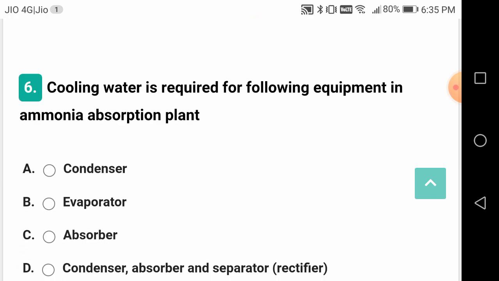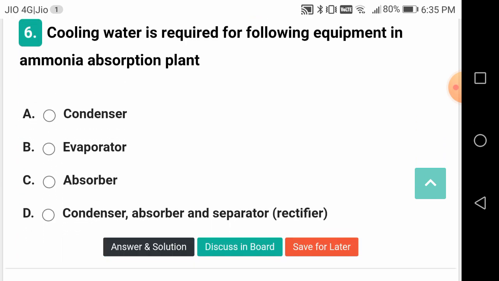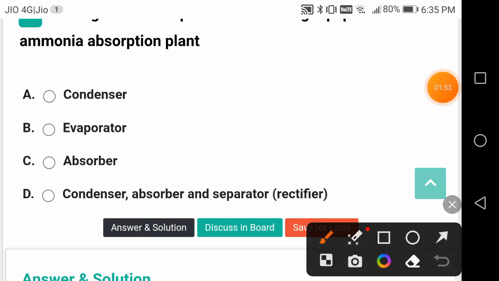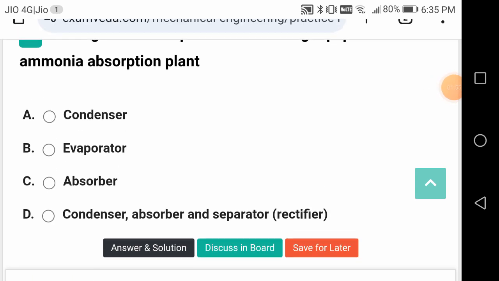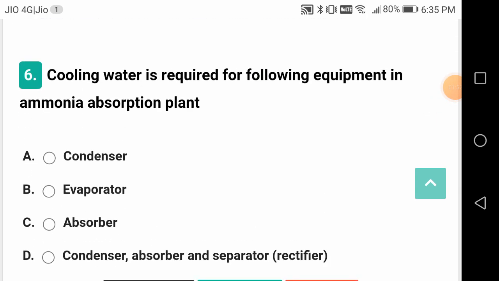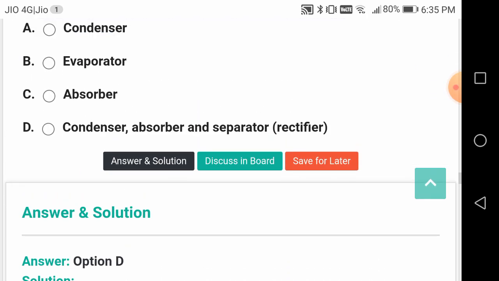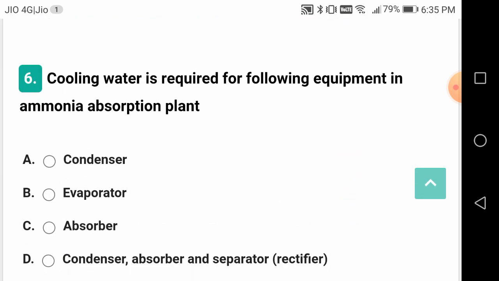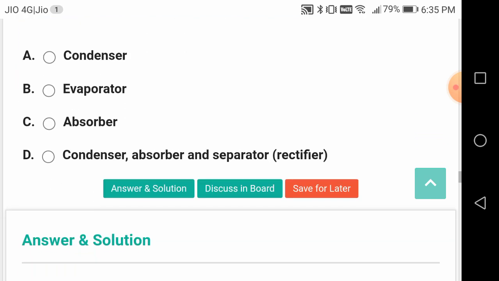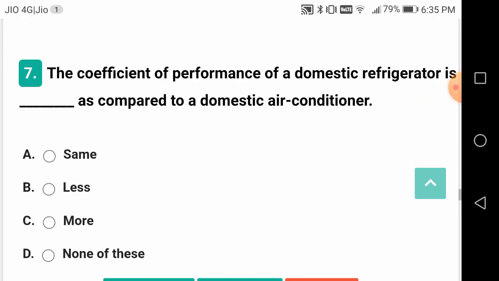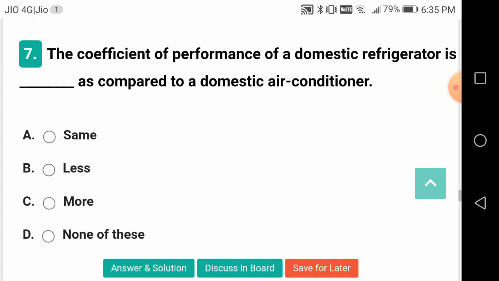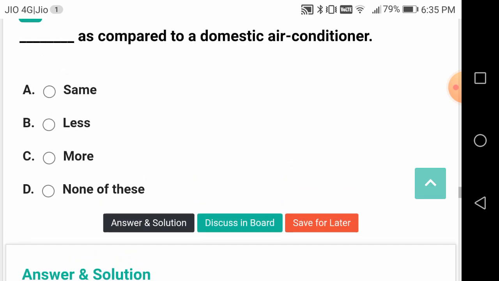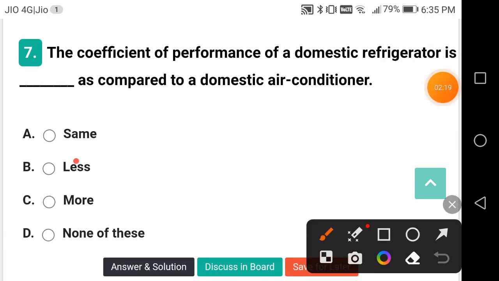Cooling water is required for the following equipment in ammonia absorption plant: condenser, absorber and separator, rectifier. All these three need cooling water. Whereas in case of vapor compression refrigeration plant, water is required only in the condenser. The coefficient of performance of a domestic refrigerator is dash as compared to a domestic air conditioner. This is B, less.